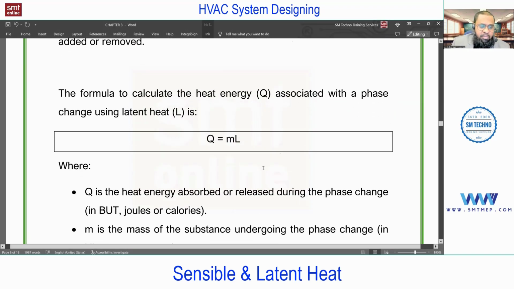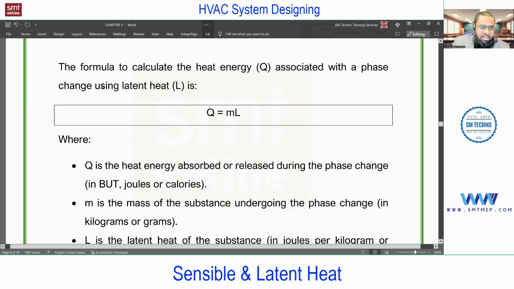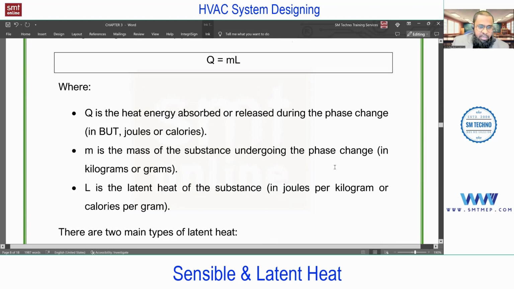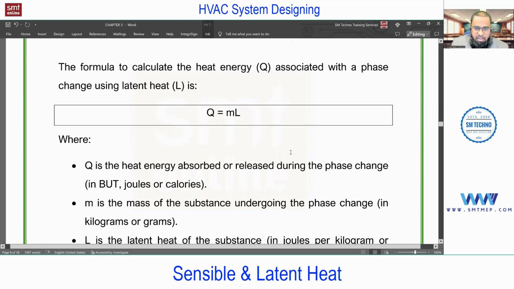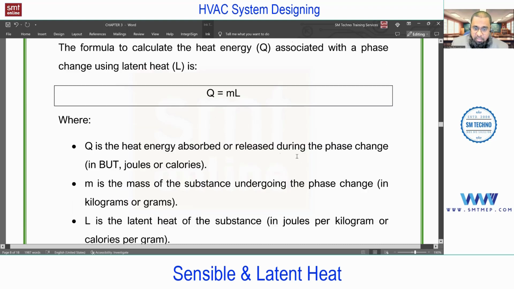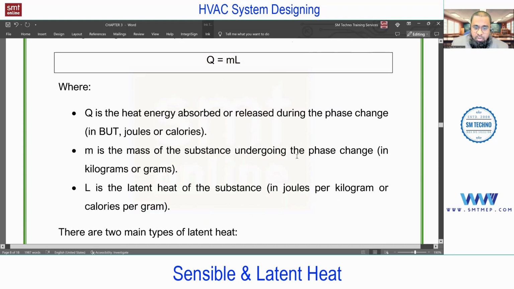You see Q equal to mL, where Q is latent heat, m is the mass, and L is the latent heat of the substance. This latent heat of the substance you'll get from the table, like 335 kilojoules per kg for ice. Similarly, for different substances, you'll find this value that we'll use at the time of load calculation. So just memorize this formula. On the application side, you'll find modified formulas as per the source of heat gain.